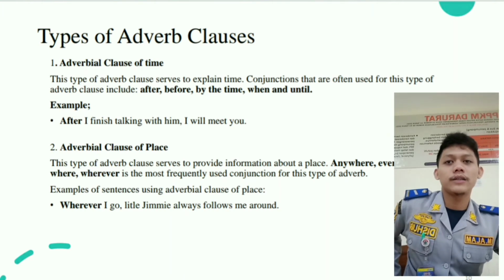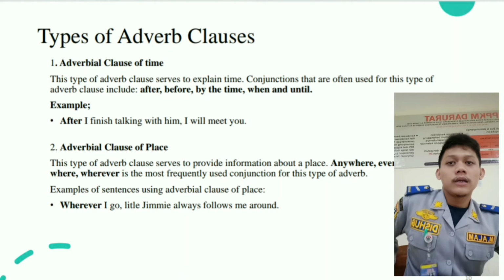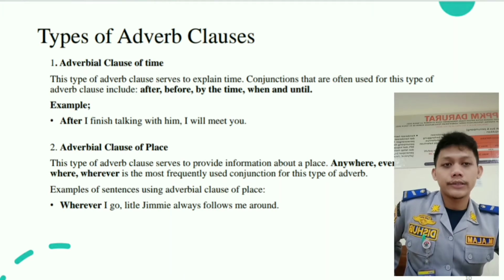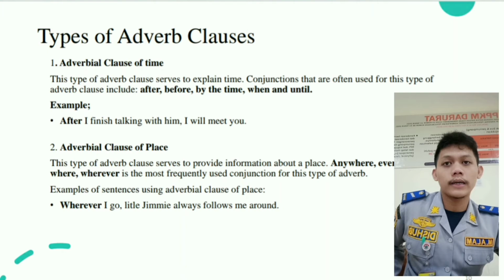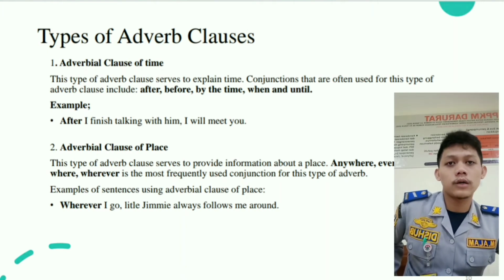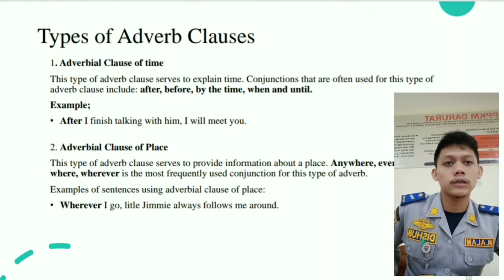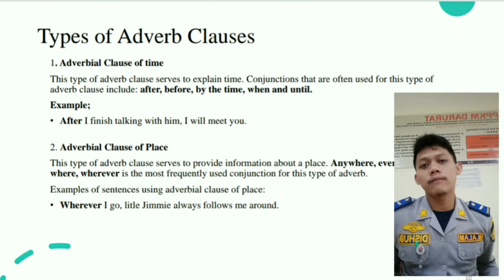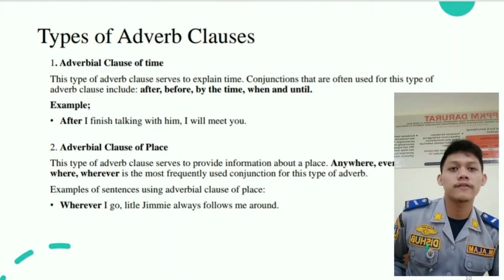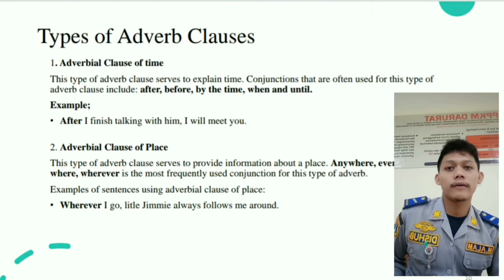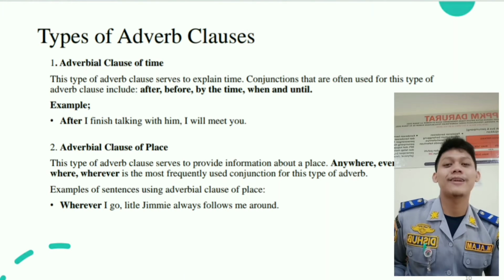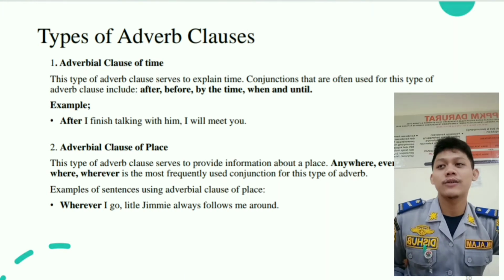The second, adverb clause of place. This type of adverb clause serves to give further information about a place, and the conjunctions are where, nowhere, everywhere, and wherever is the most frequent, which set the condition for the action. Example of a sentence using an adverb clause of place: Wherever I go, little Jimmy always follows me. Kemanapun saya pergi, Jimmy kecil selalu mengikuti saya.